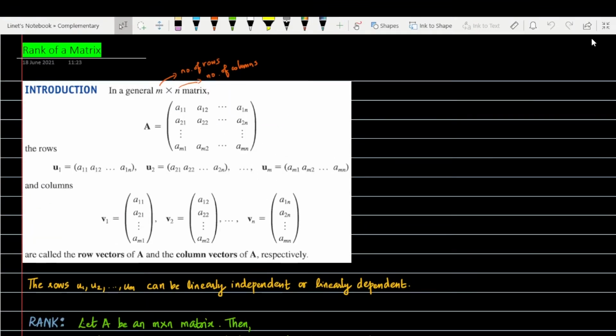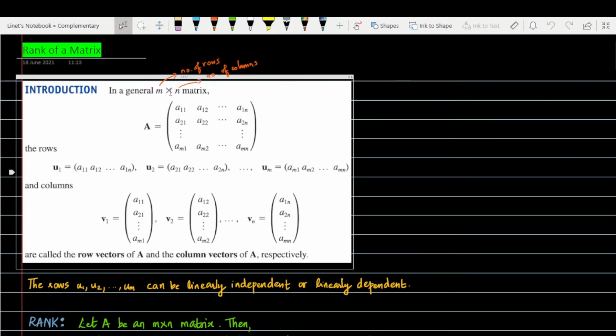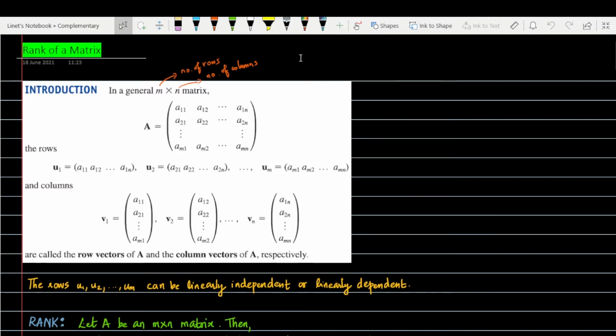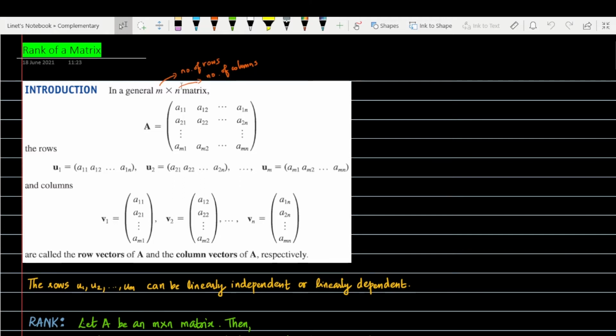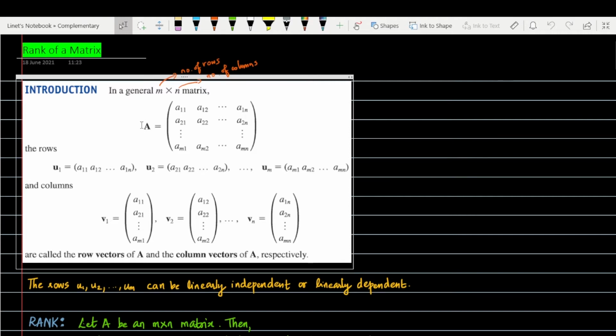Before moving on to define the rank of a matrix, let's recap what a matrix is. A matrix is an array which consists of some rows and some columns, and usually it has an order. If you take a general matrix, it has the order m over n, where m is the number of rows and n is the number of columns. Here we take capital A to be the matrix, with m rows and n columns, and the first row is notated as u1.